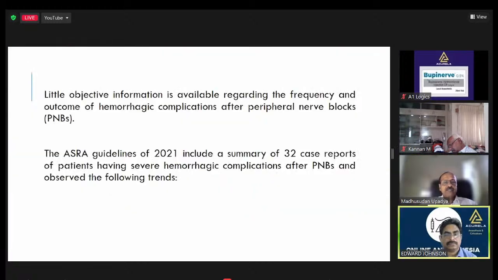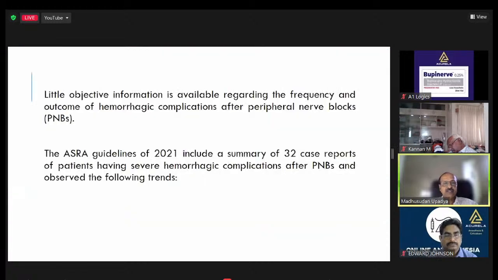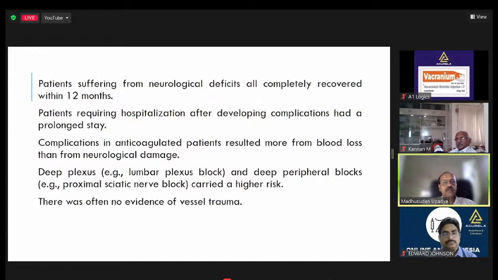What I'm trying to talk to you about is how to use the guidelines in peripheral nerve blocks, because till now we have been talking only about central neuraxial blockade. There is little objective information available regarding the frequency and outcome of hemorrhagic complications after peripheral nerve blocks. The ASRA guidelines include a summary of 32 case reports of patients having severe hemorrhagic complications after PNBs and have observed the following trends, and it's worth knowing.